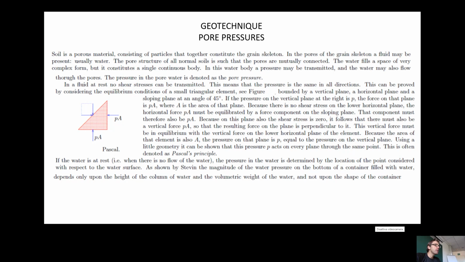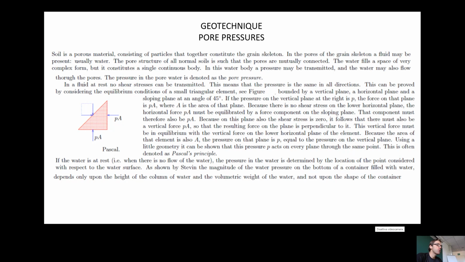And using a little geometry, it can be shown that this pressure P acts at every plane through the same point. This is often denoted as the Pascal principle. That is the one that you should have already encountered, known in physics or hydraulics. So this is the Pascal principle: if there is no shear stress all around an element of soil, there is always the same pressure P.